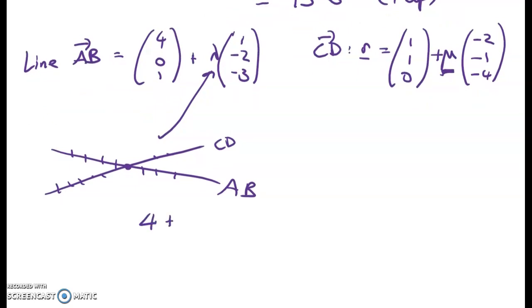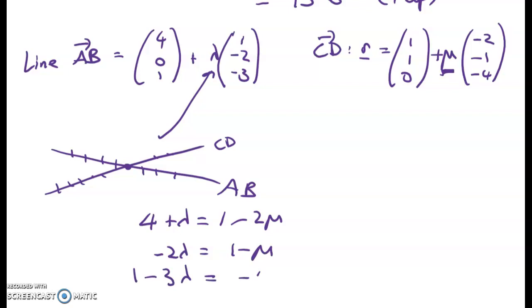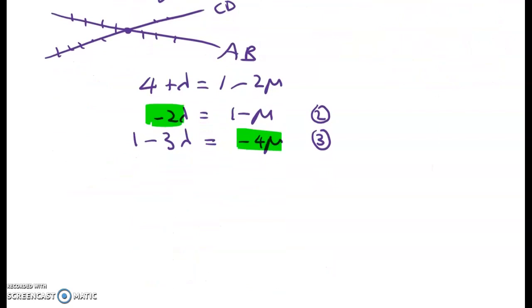So let's set up the equations. We've got 4 plus lambda is equal to 1 minus 2 mu. Negative 2 lambda is equal to 1 minus mu. And 1 minus 3 lambda is equal to negative 4 mu. I'm going to work with these two, 2 and 3, because I've got a nice simple thing here. You could do this by substitution.